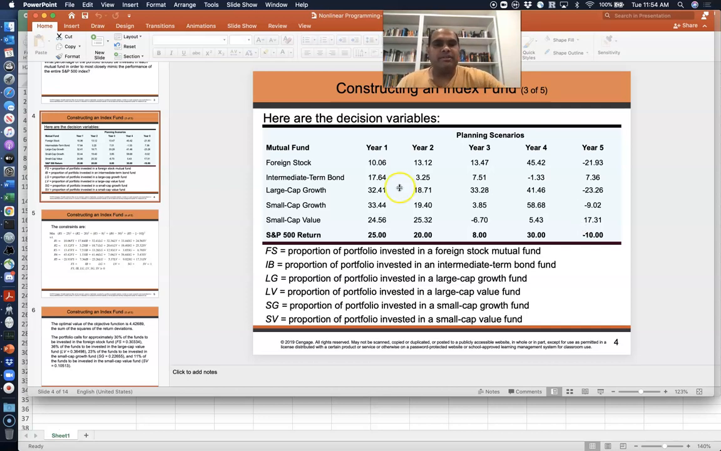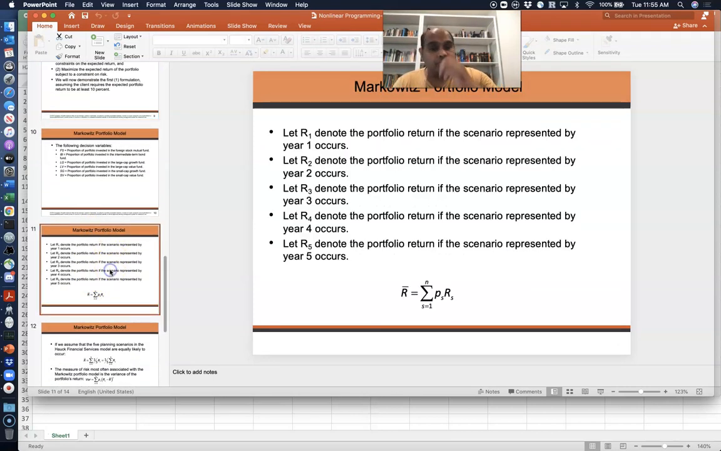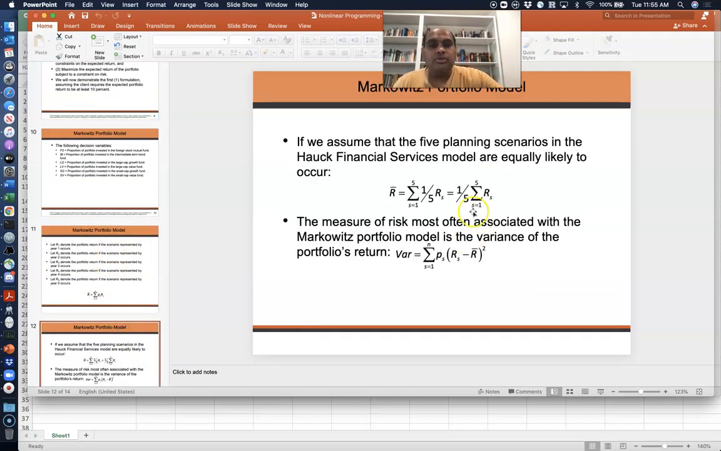How likely is it that you're going to have a year that looks like this, or this, or this, or that? So you assign probabilities for each of these years. And this obviously comes from experience, or you can just make a guess. And if you have absolutely no data about how you think it's going to happen, what you can do is assume that the probabilities are all equal.